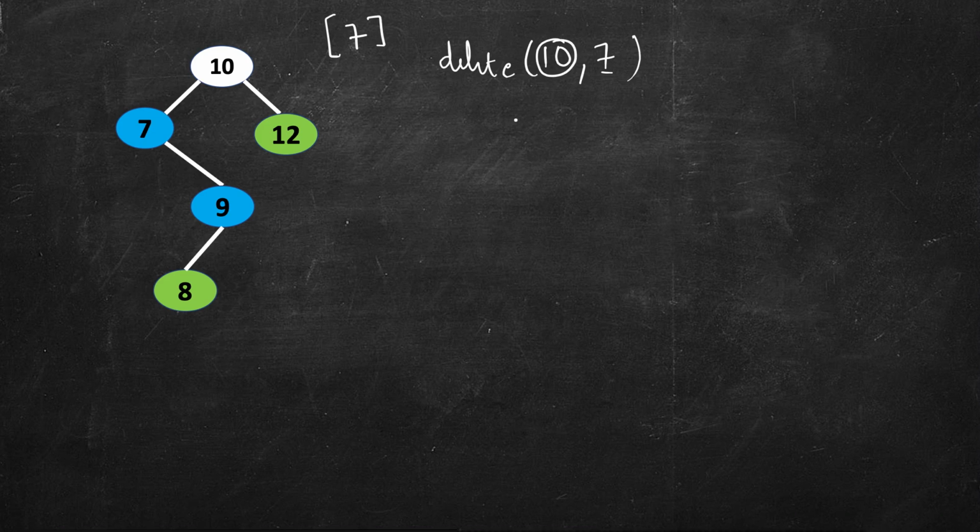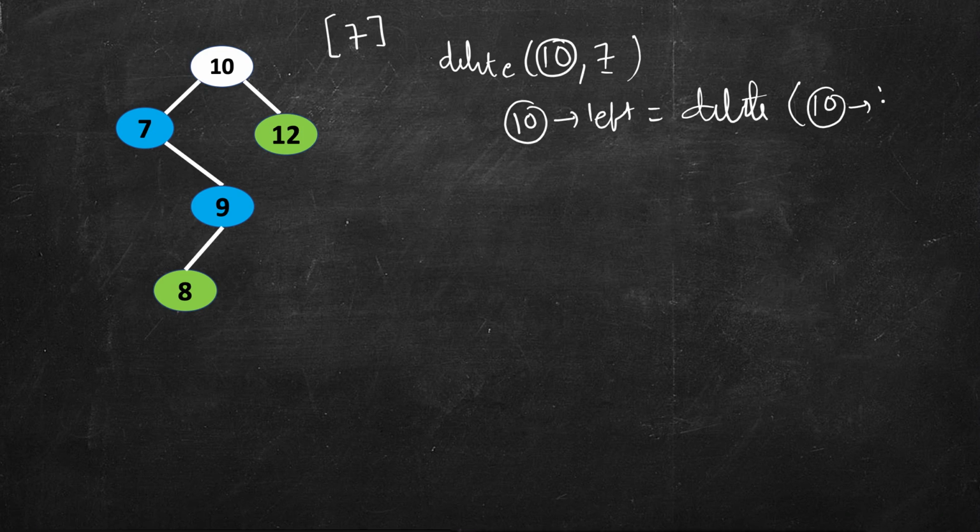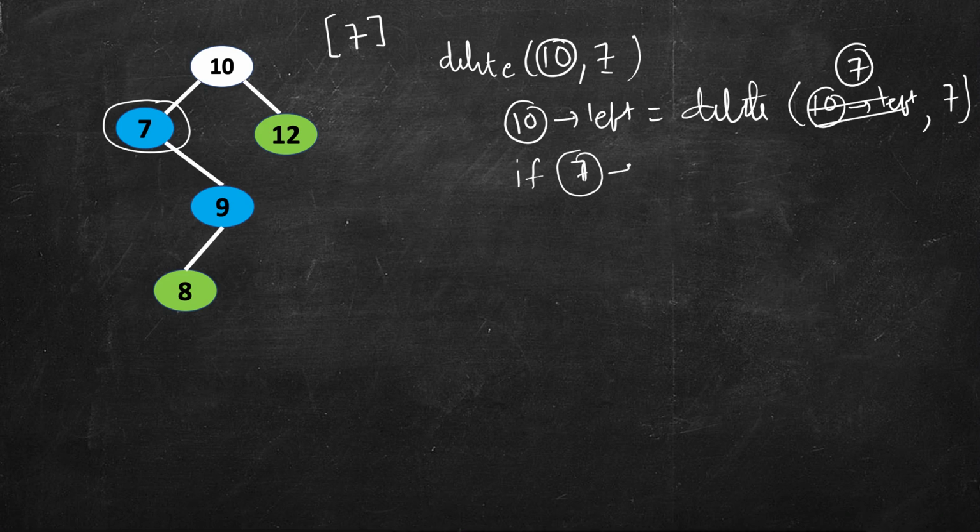So 10.left equals delete 10.left, and I will write 7 here with this circle denoting the node, and the value is 7. Now it will check that 7 matches with the current node. So we have to delete this. So we check if 7 has left or not.